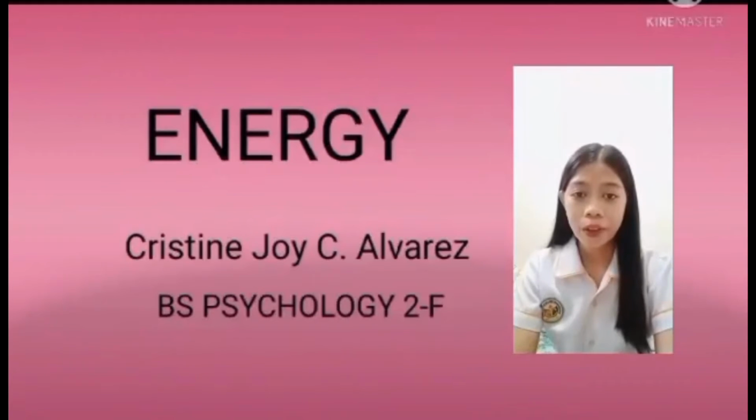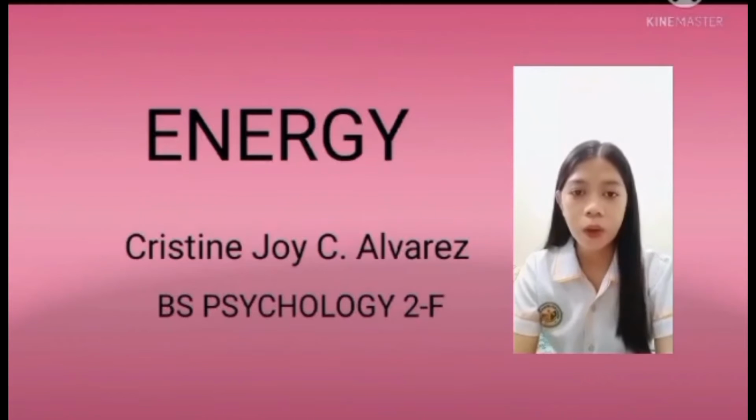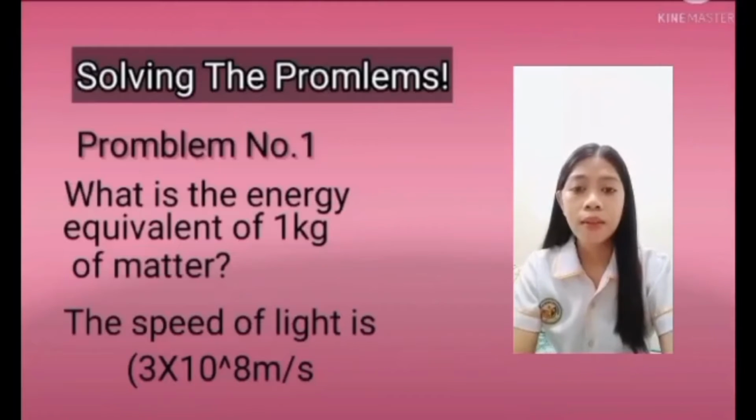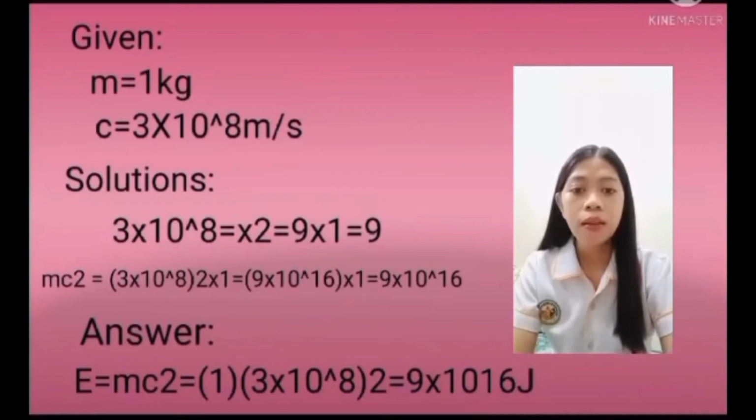Good day, I am Cristine Joy Alvarez from BS Psychology 2F. This is the formula of energy. E equals mc squared. E means energy, m means mass, c is the speed of light. This is problem solving number 1. What is the energy equivalent of 1 kilogram of matter? The speed of light is 3 times 10 to the power of 8 meters per second. This is the given.